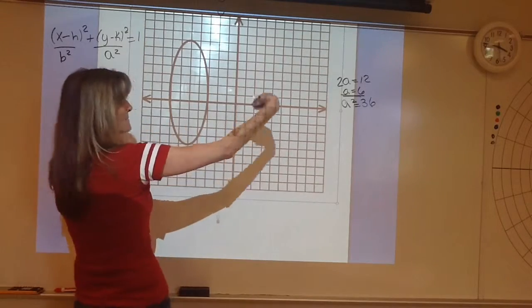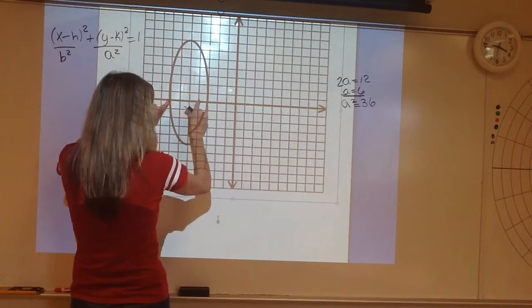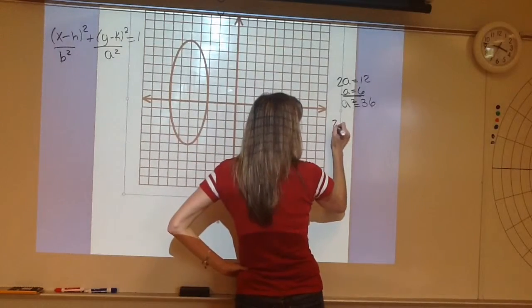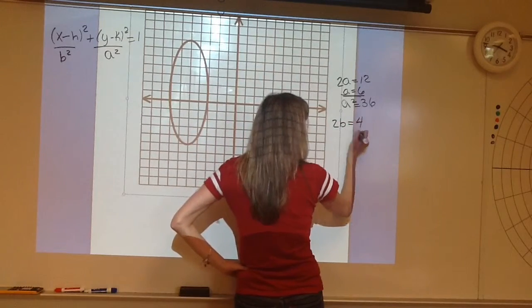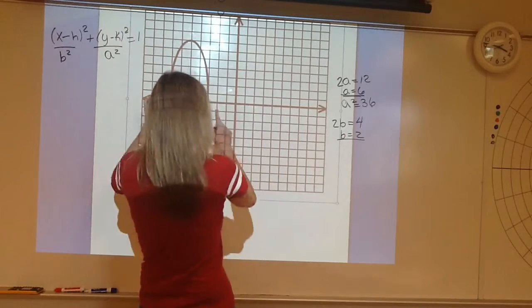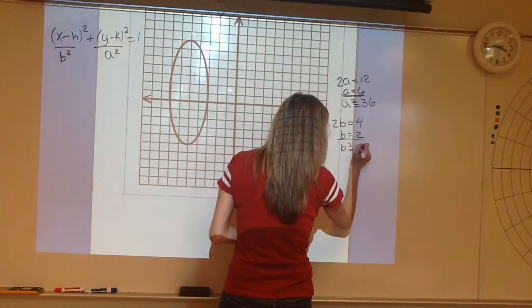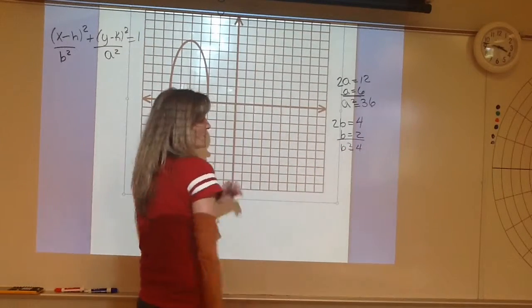Now let me find my b. So I'll count all the way from edge to edge this way. 1, 2, 3, 4. So I know 2b equals 4. So b equals 2. That's the distance from the center that this edge is, 2 places. And then b squared equals 4. So that's my smaller denominator.